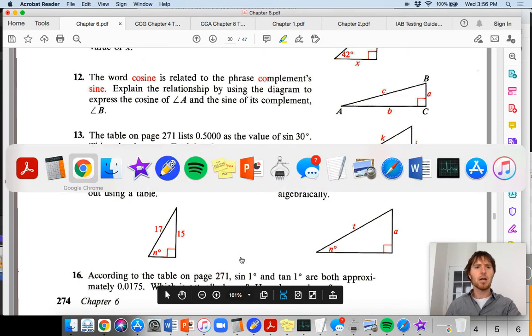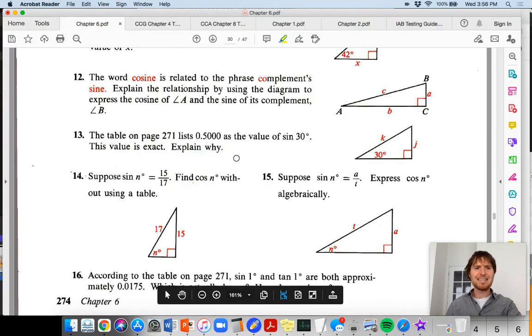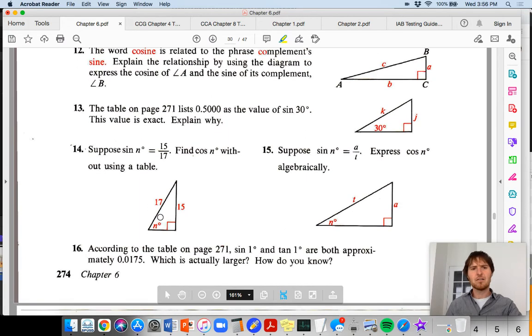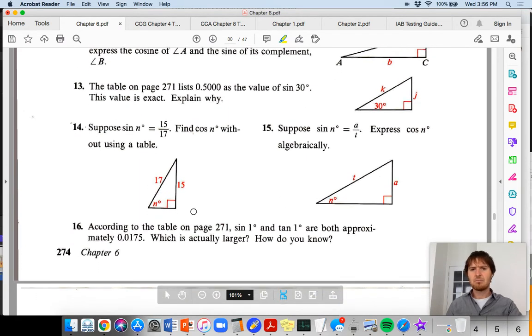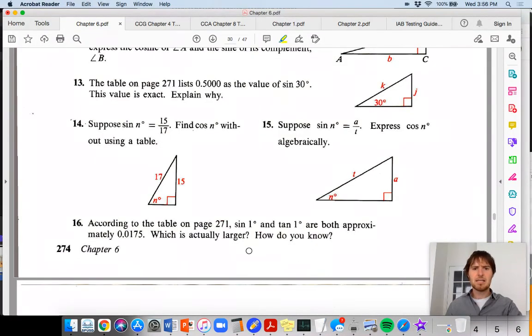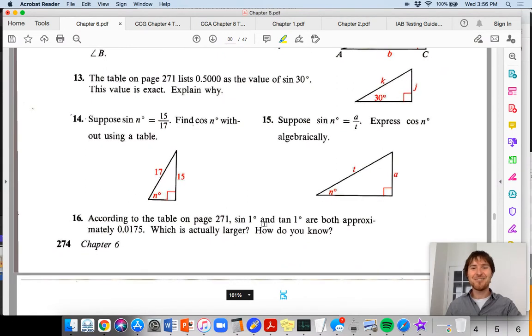What else we got here? 14, 16. This is easy enough. That's inverse sine. So sine to the negative 1 power of 15 over 17. Calculator should give it to you. What else we got? 16. That's a good question. Somebody's going to explain that.